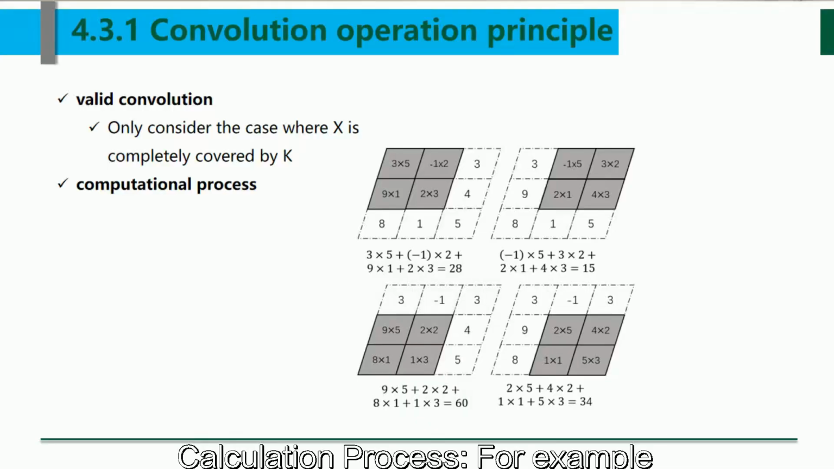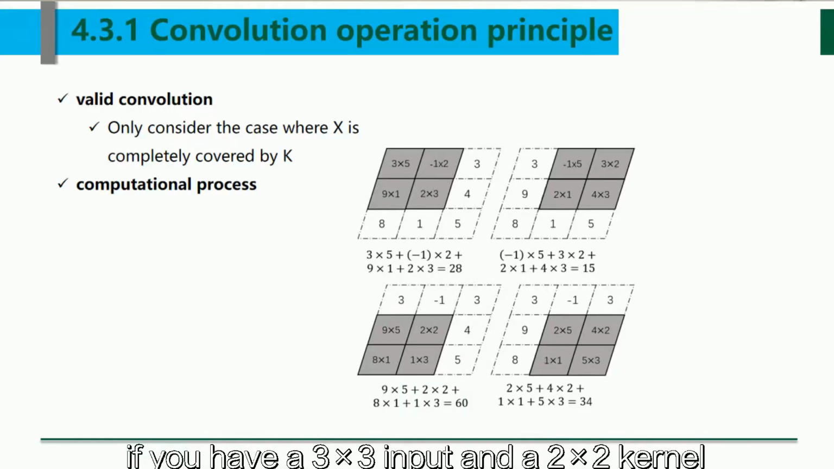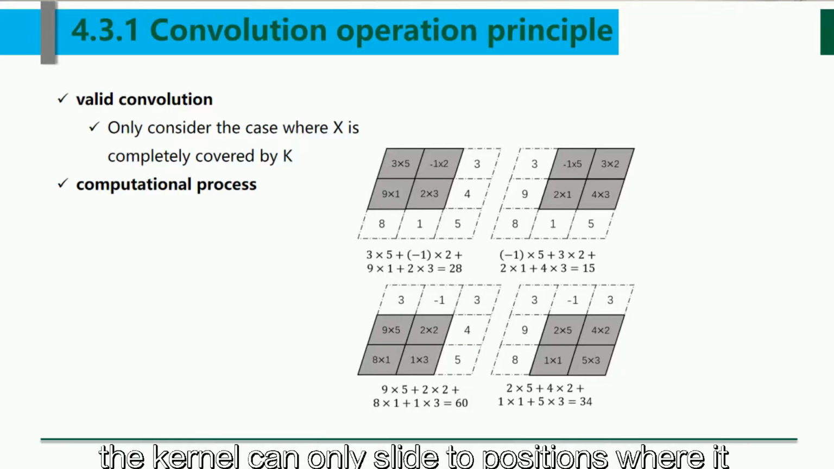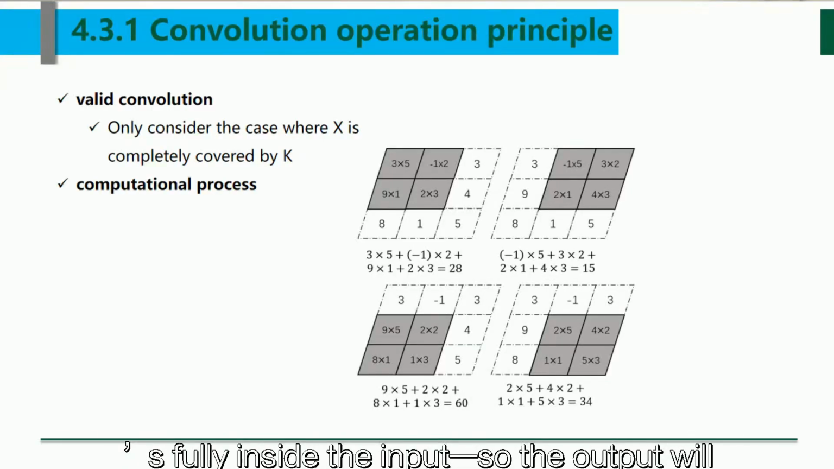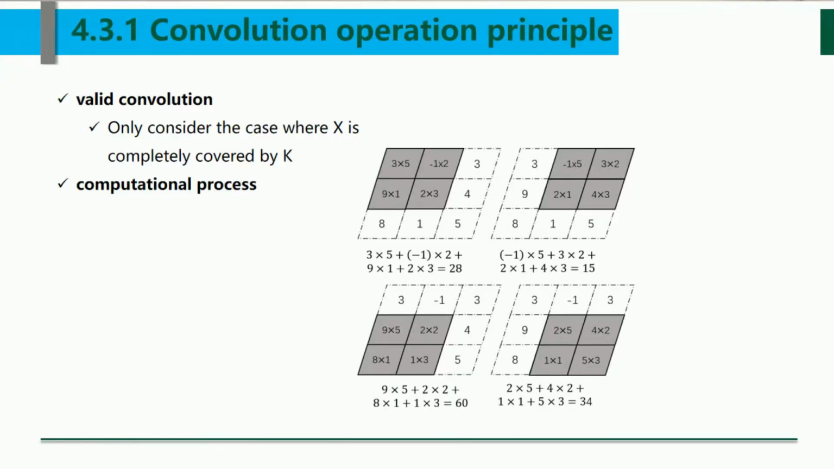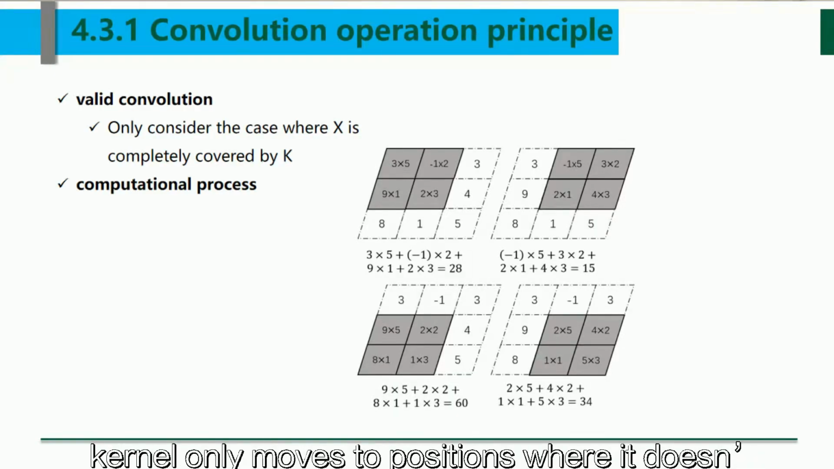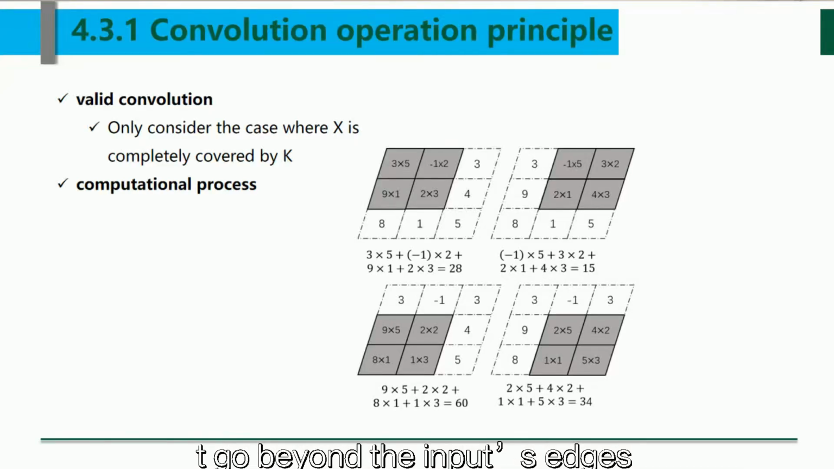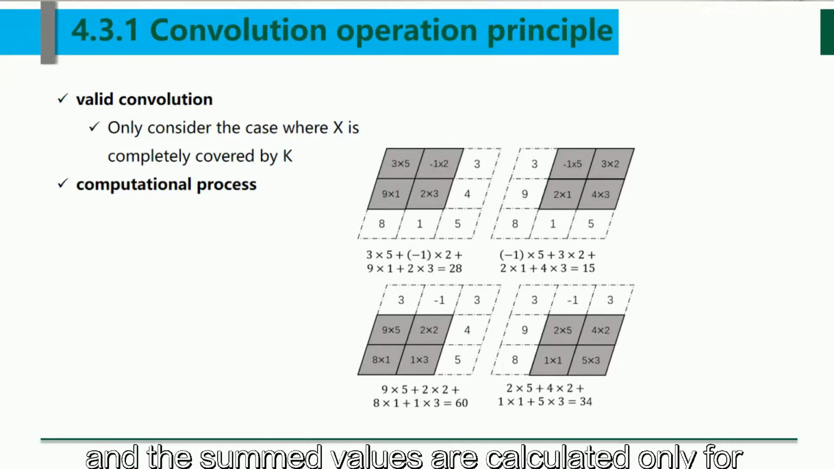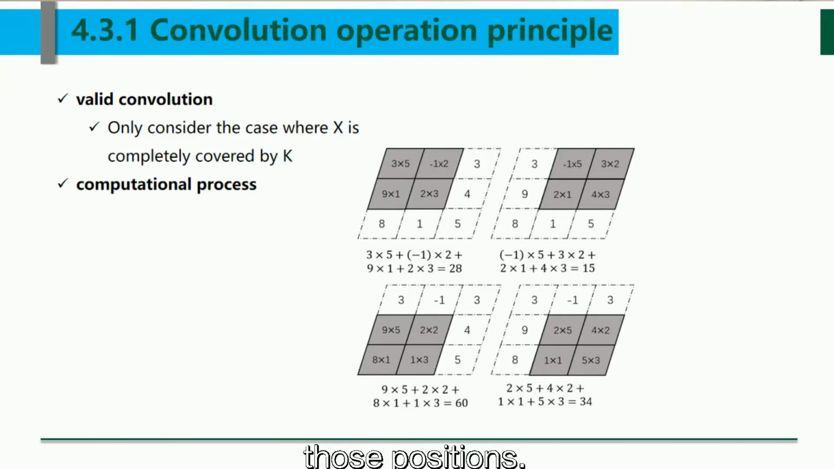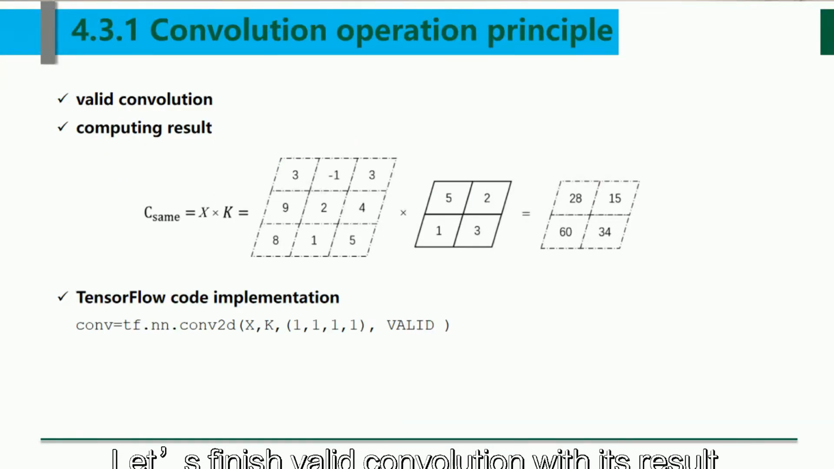Calculation process: for example, if you have a 3 multiplied by 3 input and a 2 multiplied by 2 kernel, the kernel can only slide to positions where it's fully inside the input, so the output will be smaller than the input. The slides diagram shows this. You can see the kernel only moves to positions where it doesn't go beyond the input's edges, and the sum values are calculated only for those positions. Let's finish valid convolution with its result and code.